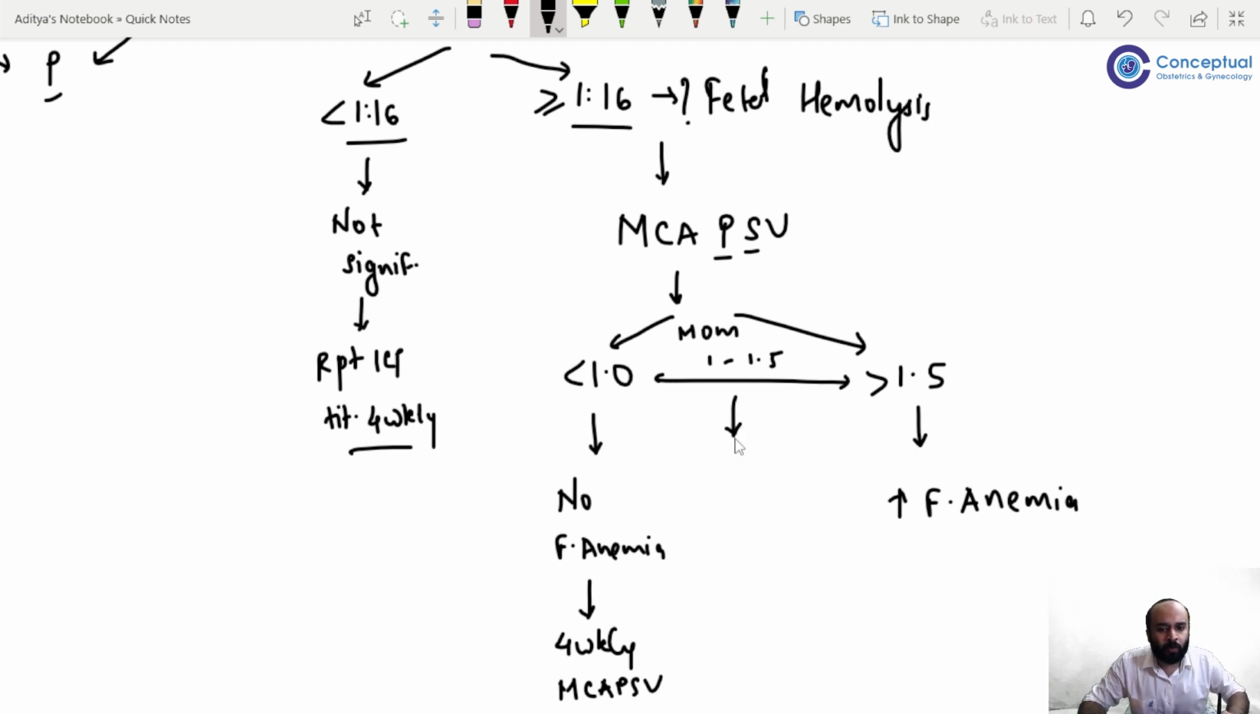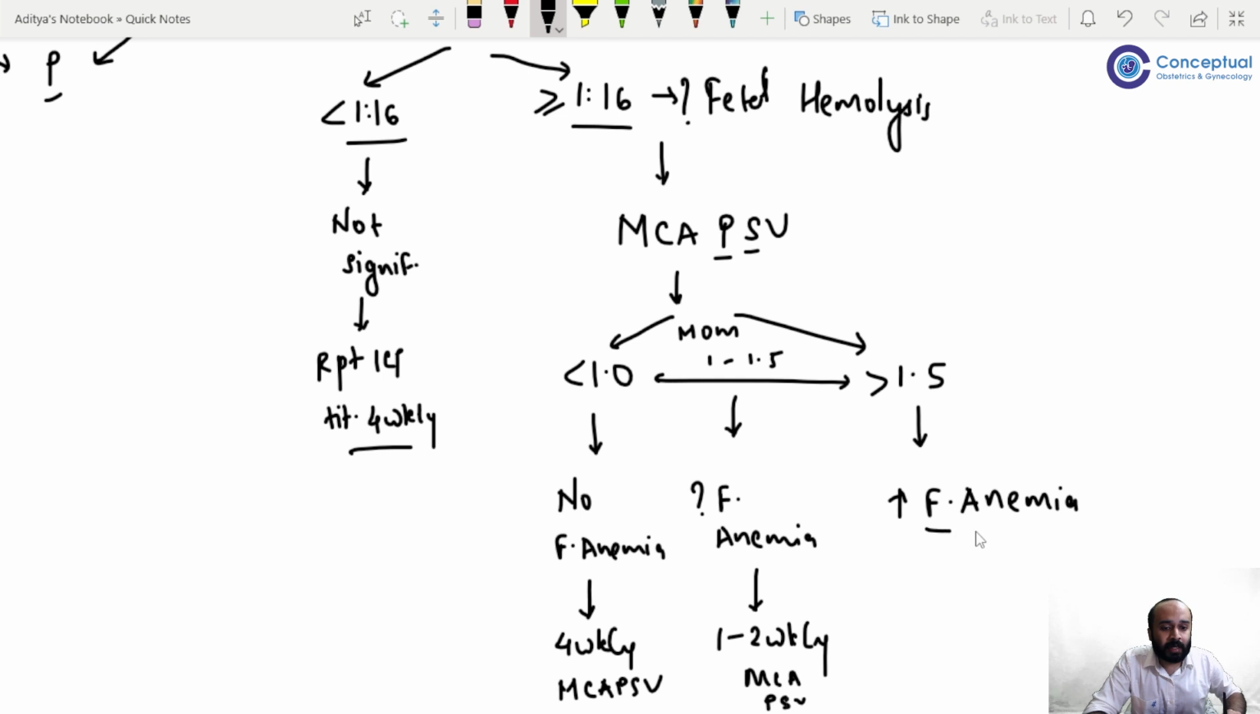What if a value comes between 1 and 1.5? Then there might be fetal anemia, but I don't need to worry about it immediately. I don't need to do any invasive testing. All I can do is 1 to 2 weekly MCA PSV. Even 2 weekly works. That is all I'm going to do.